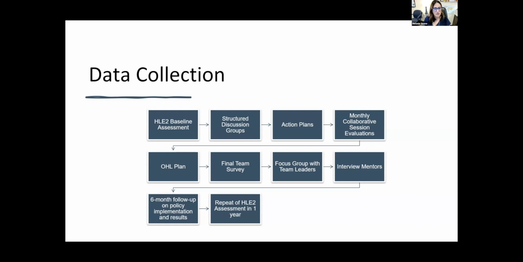That was followed by some structured discussion groups, which determined from that baseline assessment what would come next, which are the action plans, short-term and long-term. At the end of every monthly session, we had them fill out an evaluation to just see what they were getting out of the experience, and any suggestions for improvement, which we did make some changes along the way. For example, they wanted more time in their breakouts with their mentors, so we adjusted our schedule so that they could have that extra time. They also produced their OHL plan. That was their final deliverable.